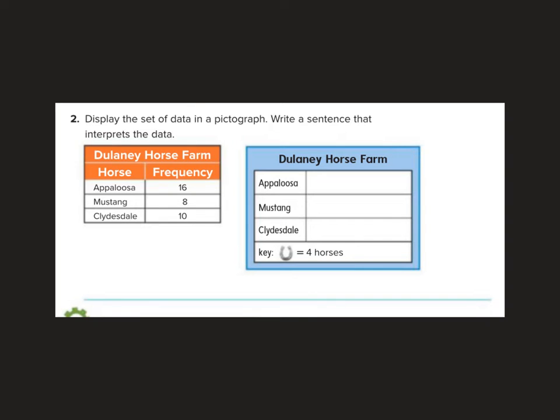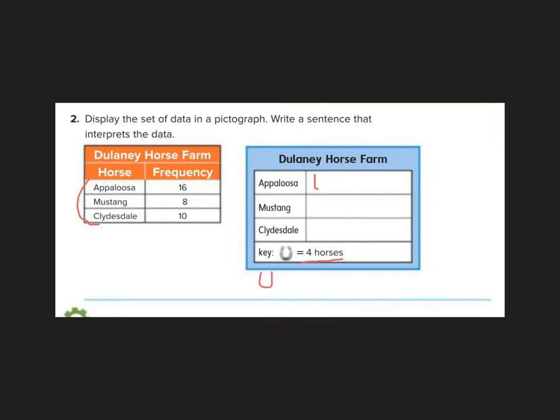Display the set of data in a pictograph. Write a sentence that interprets the data. Okay. The Delaney horse farm. These must be different types of horses. I'm going to say yes because I've heard of Clydesdales and Mustangs before. And the frequency. Okay. So we know that 1 horseshoe is equal to 4 horses. So how many horseshoes am I going to need to make 16?